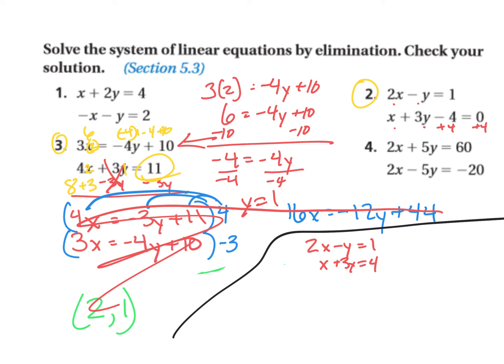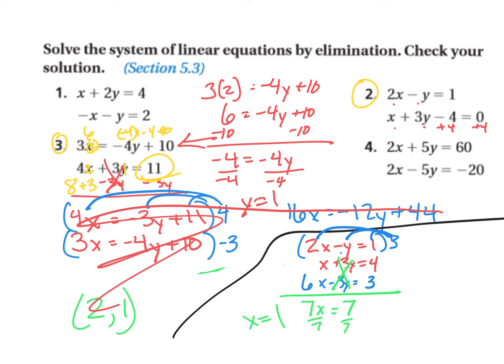So I think I am going to multiply this first equation by 3 because that will give me a negative 3. So it gives me 6x. 3 times 2x is 6x. 3 times a negative y gives me a negative 3y. And 3 times 1 gives me 3. So now if I add them together, I get 7x. My y's cancel out, equals 7. Divide by 7, x equals 1.